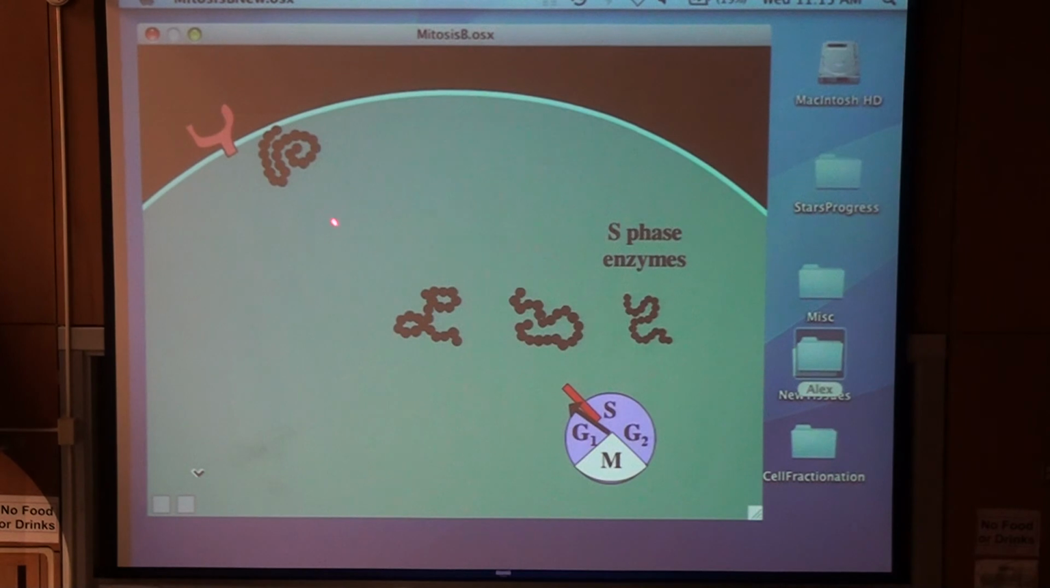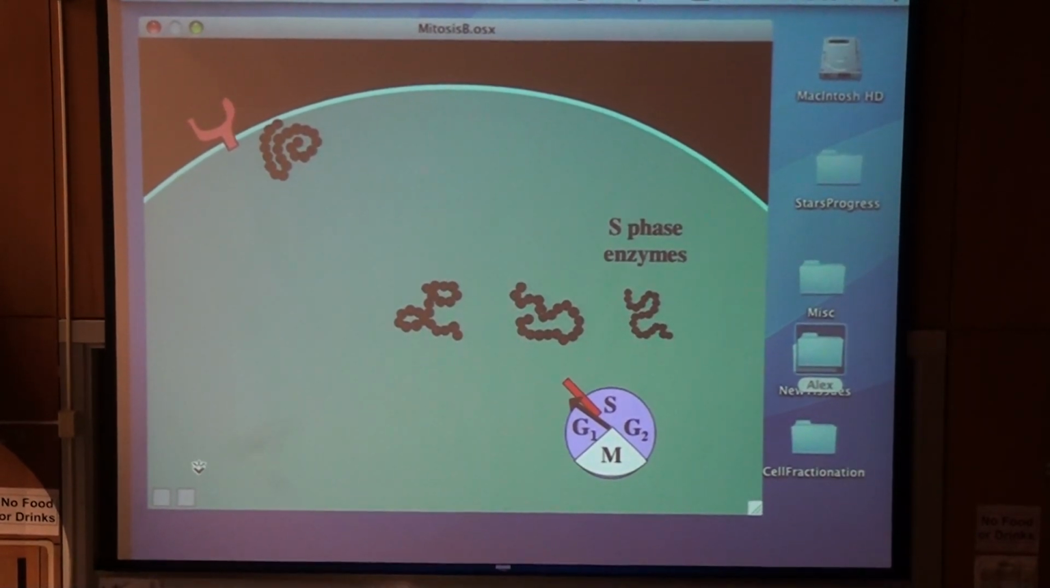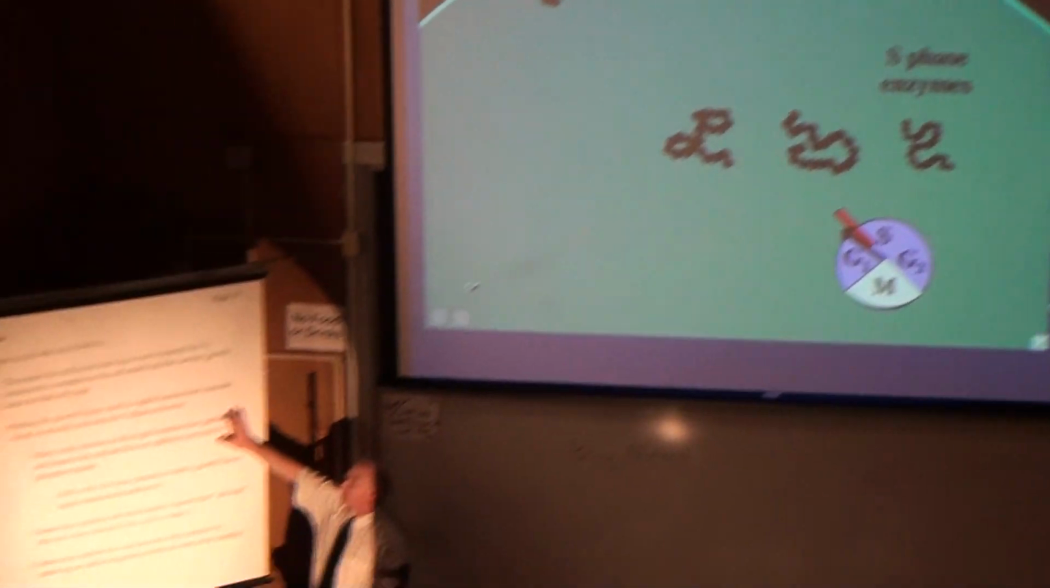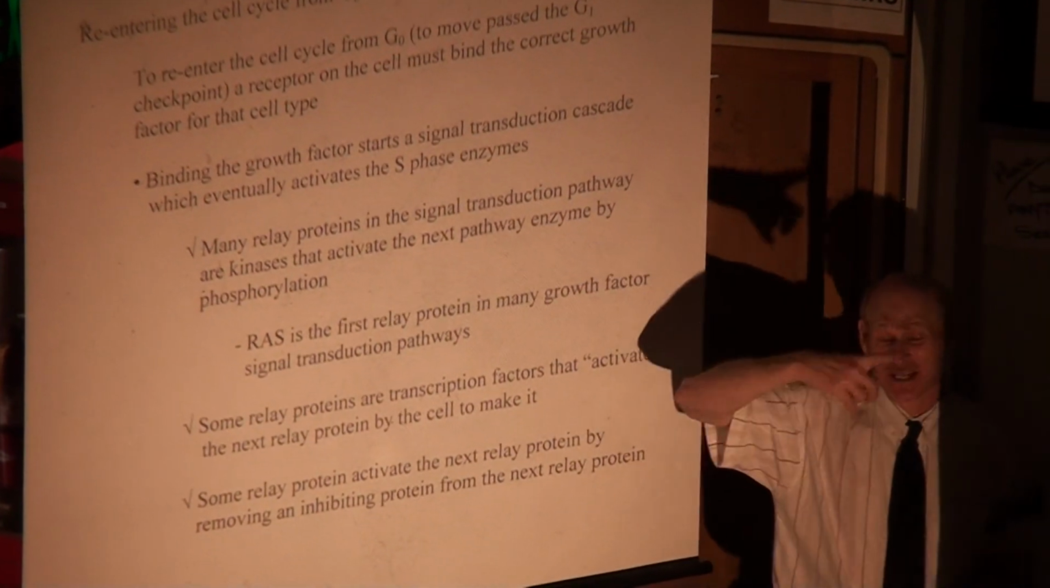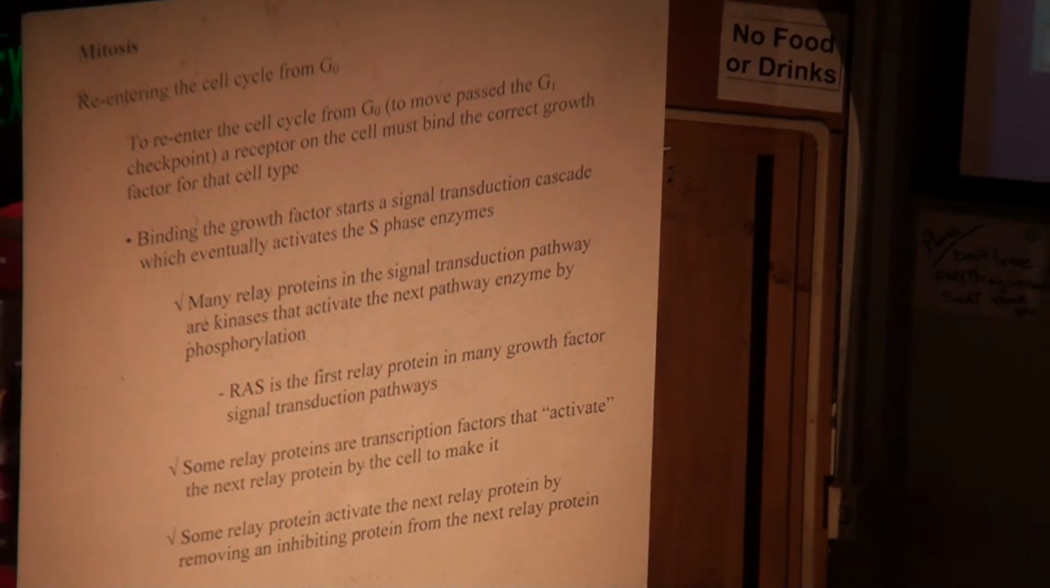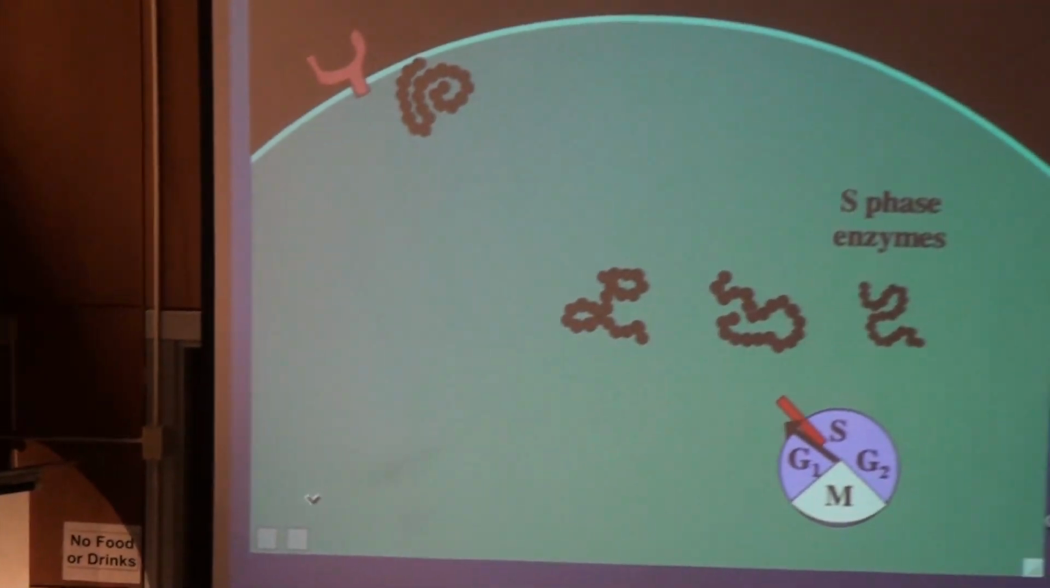Well, between the receptor and the S phase enzymes are these guys right here, and those should look familiar. They are signal transduction pathway proteins. They are relay proteins that are going to carry the activation, so to speak, from the growth factor binding the receptor to eventually leading to the activation of the S phase enzymes. And if you remember back to the signal transduction chapter, most of these relay proteins between the receptor and the cellular response enzymes are kinases, that each one activates the next one in the pathway by adding phosphates to it, and that activates the next protein.